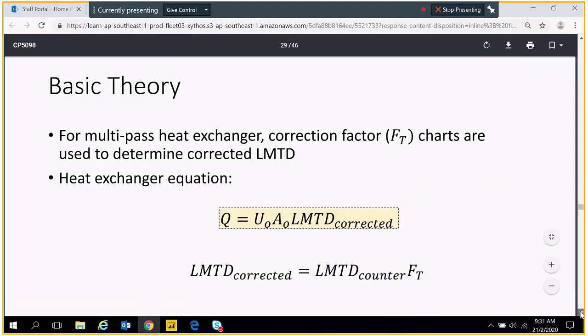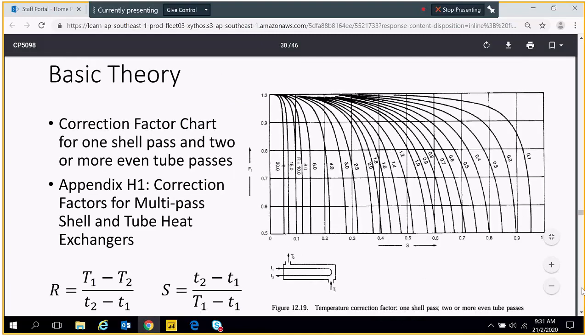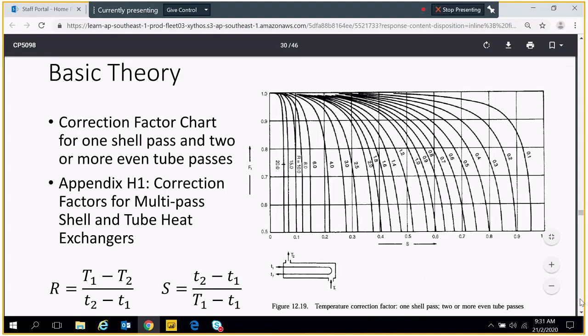Right, so there's a correction factor, FT, over here. So in our case, if it's 1 shell pass, 1 tube pass, also remember, read the exam question carefully. If it's 1 shell pass, 1 tube pass, don't waste your time looking for FT. FT is always 1. No need to use the chart here. So it's very important, read the question very carefully.